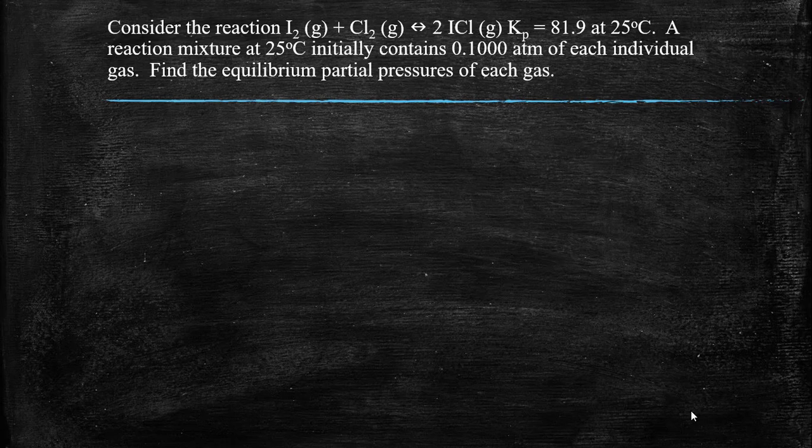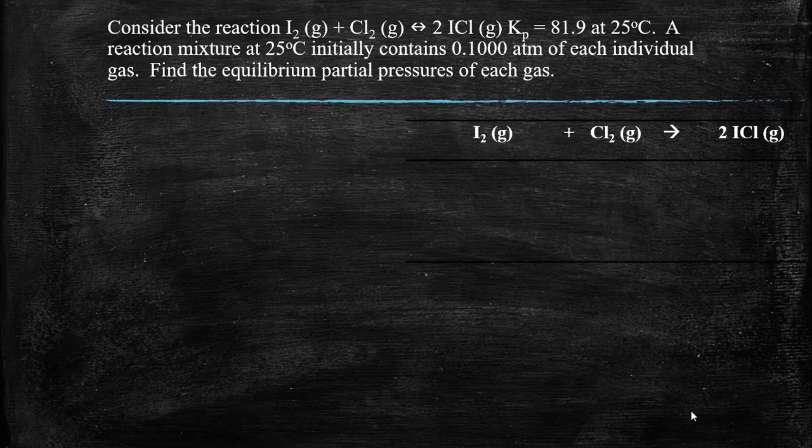This question asks you to consider the reaction where iodine gas and chlorine gas form iodine monochloride. At 25 degrees Celsius, the K sub P is 81.9. You start with a container which holds 0.1000 atmospheres of each of the three gases. The reaction then occurs. Please find the equilibrium partial pressures of each gas.